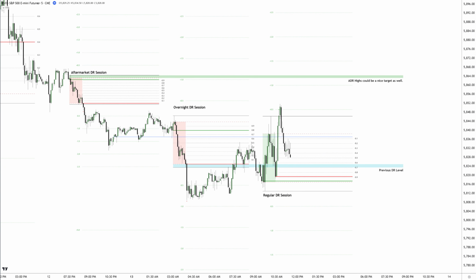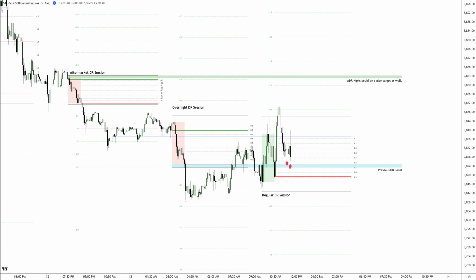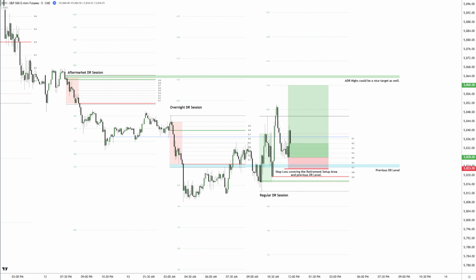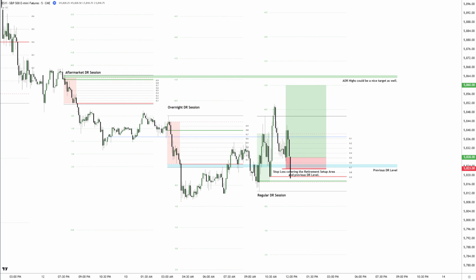As price retraced back into the defining range, it rejected the IDR mid twice, offering enough time to plan and execute a trade. A setup here should always cover critical levels, including the previous DR session level, to ensure adequate protection. Unfortunately, the first position would have been stopped out as price dropped deeper into the range, reaching the closing price and the retirement setup area.